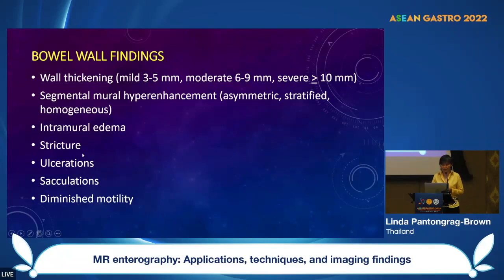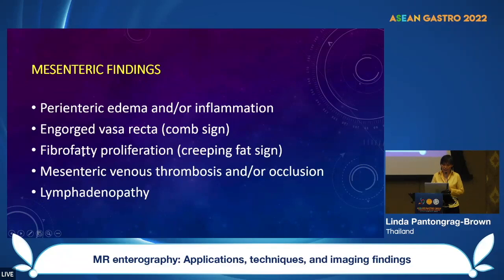decreased motility. For mesenteric findings, you will see perienteric edema and inflammation. You could see engorgement of the vasa recta, the vessels along the mesentery, sometimes called the comb sign, which I will show you. Or you could see fibrofatty proliferation of the mesenteric fat, the so-called creeping fat sign. And sometimes we could see thrombosis and occlusion of mesenteric veins, and reactive lymphadenopathy. These are our mesenteric changes.